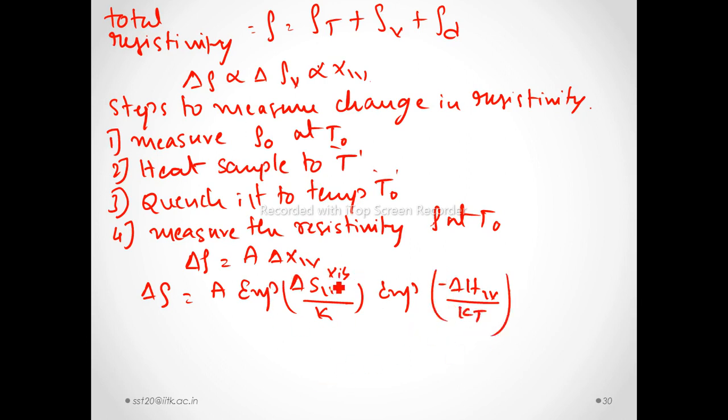Similarly, by taking ln on both sides, we can plot a graph which has a negative slope. ln of delta rho, the slope is minus delta h1v divided by k, versus 1 by T. Okay, these are the things we obtained from the resistivity.